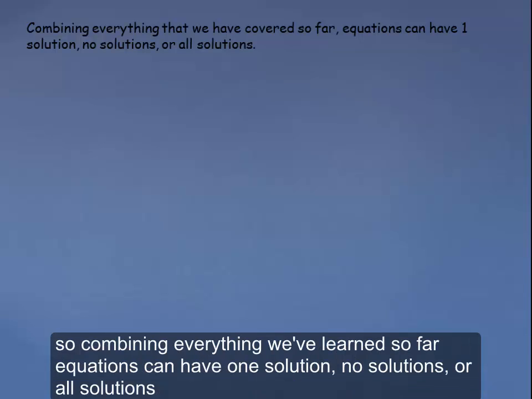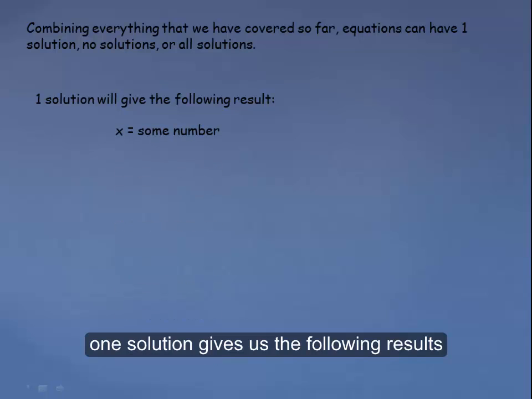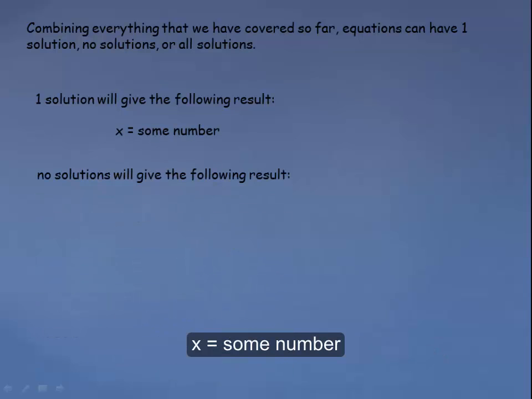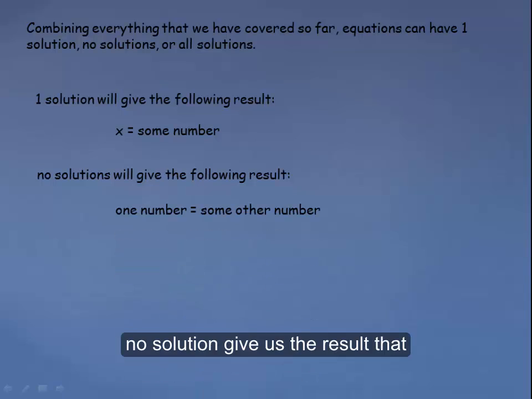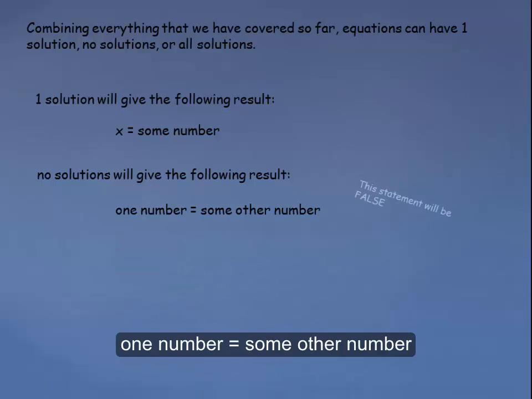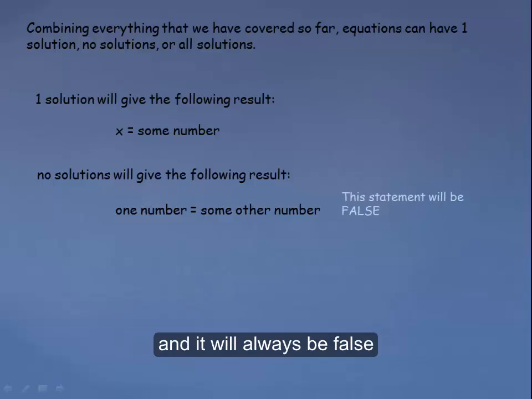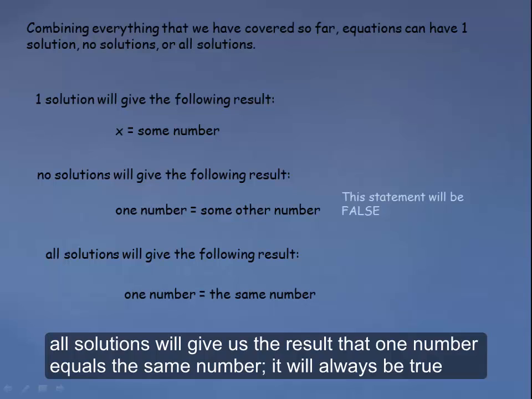So combining everything we've learned so far, equations can have one solution, no solutions, or all solutions. One solution gives us the following result: x equals some number. No solution will give us the result that one number equals some other number, and it will always be false. All solutions will give us the result that one number equals the same number. It will always be true.